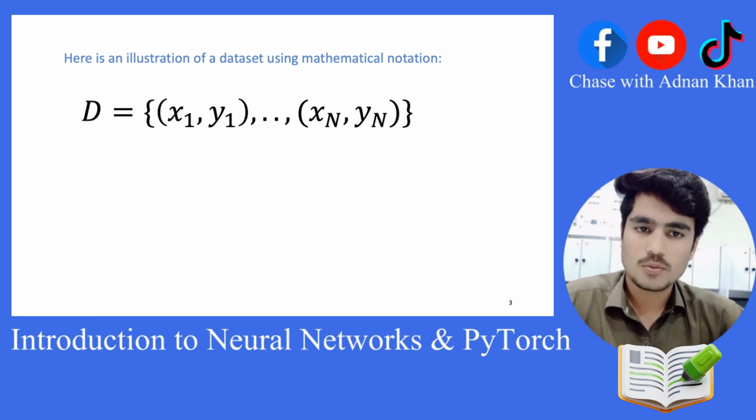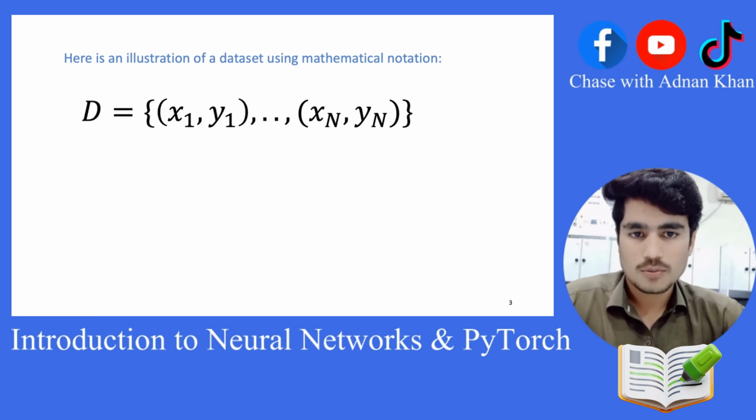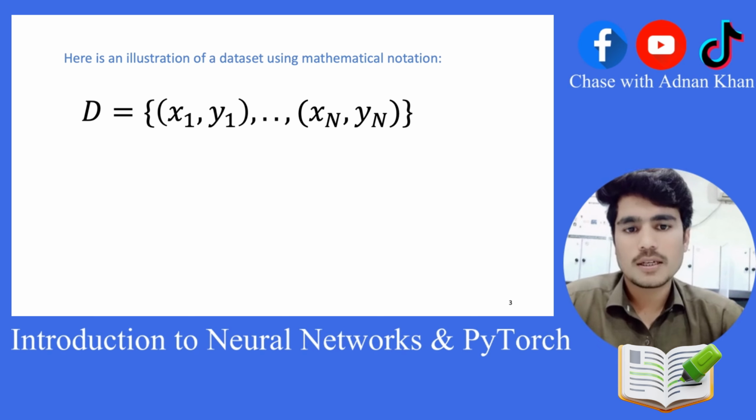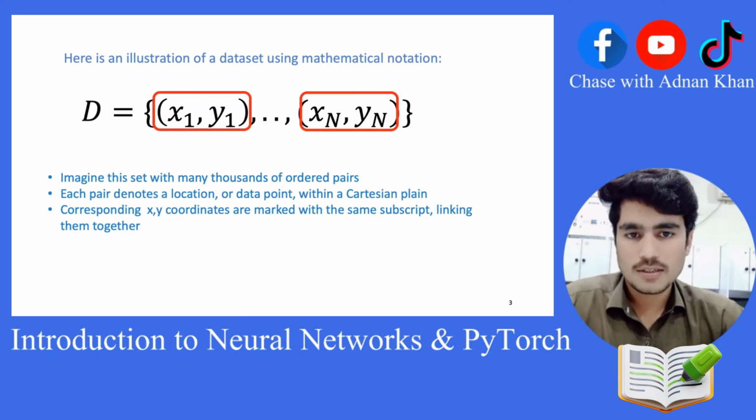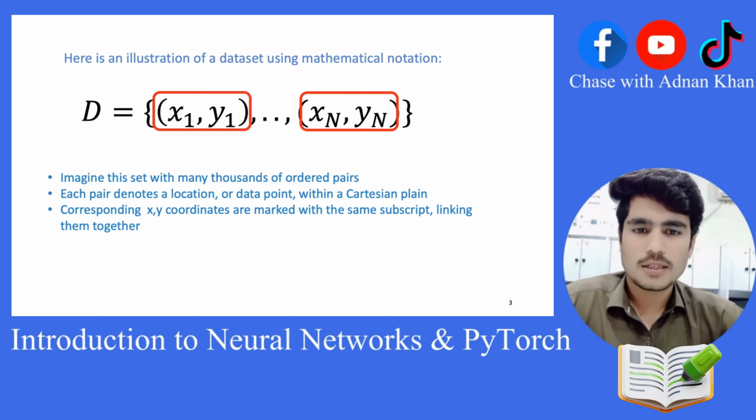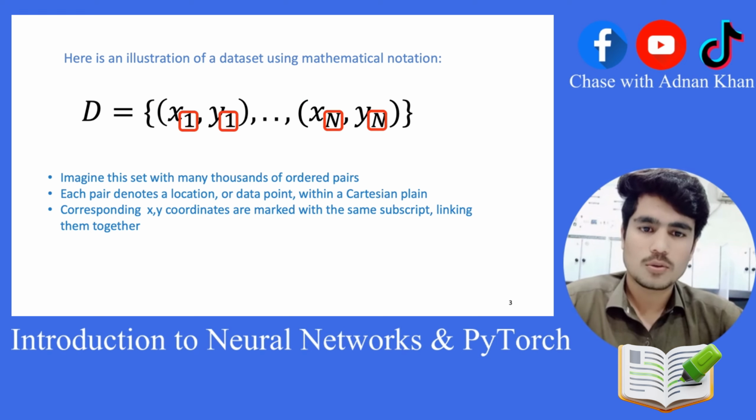In this case, we have data points with x and y values. We will use these examples to learn the linear relationship, or line, between x and y. When x is only one dimension, linear regression is sometimes referred to as simple linear regression. Imagine this set with many thousands of ordered pairs. Corresponding x, y coordinates are marked with the same subscript, linking them together. Subscripts range from n equals 1 to N, with N defining the set size.